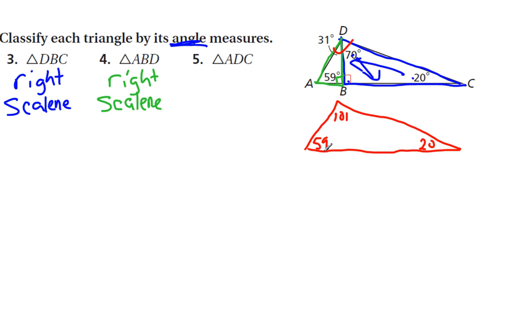So this time, we don't have any right angles. We have two acute angles, but our third angle is obtuse, so the whole thing is obtuse. And they're all different again, so it's also scalene. That's no fun. Whatever.